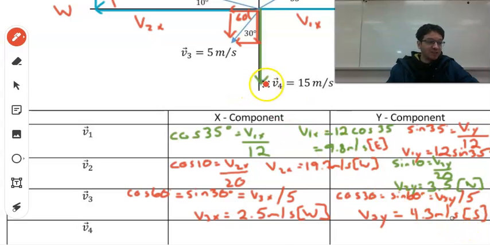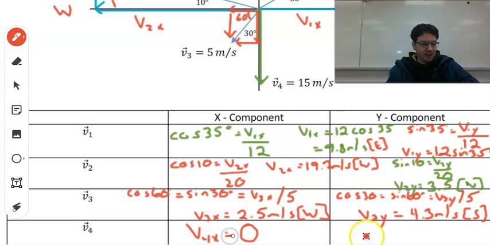Now V4 we don't need to calculate. It's nice. There's no trigonometry involved. It's completely down, so there is no x component. You can write V4x equals 0, and the y component, V4y, is just 15 meters per second south.